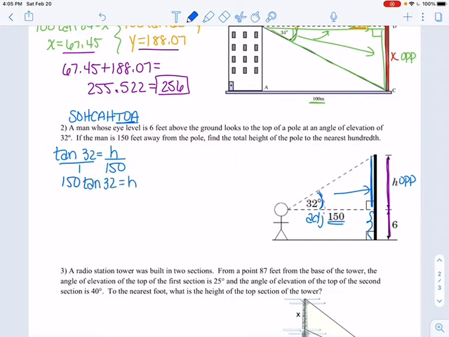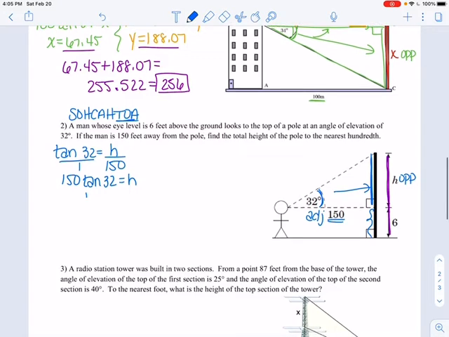Chuck that all into the calculator. And when you do that, you are going to get an answer of 93.73. But again, I need to also add that additional 6 on top of that, the additional 6 feet. So when I do that, I'm going to get 99.73. It says to the nearest hundredth, which is 2 places after the decimal.